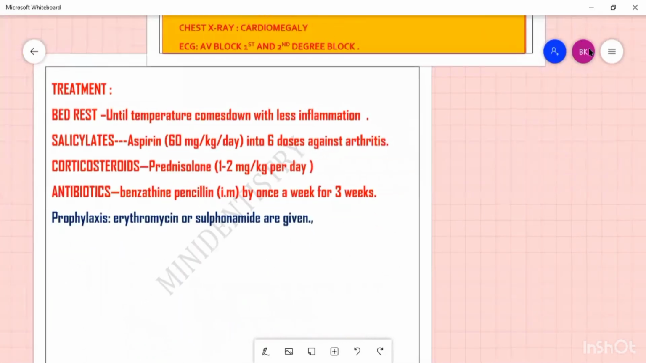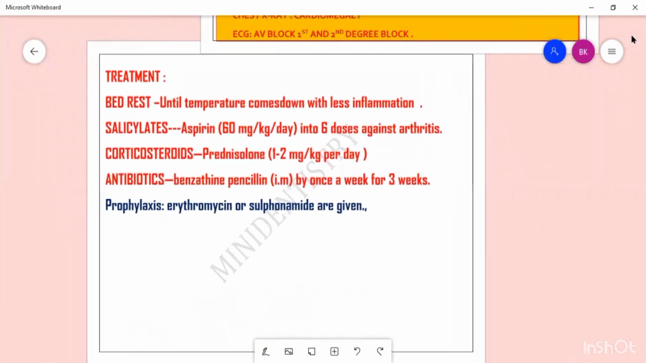Coming to the last part of rheumatic fever, that's the treatment. What are the treatment modalities you will perform to curb this infection? First thing is bed rest until the temperature comes down. Any fever, that is very common, you have to take bed rest. Good bed rest is a main important feature until the temperature comes down. Salicylates, that is aspirin, is given in 6 doses against arthritis. For arthritis, you give aspirin.